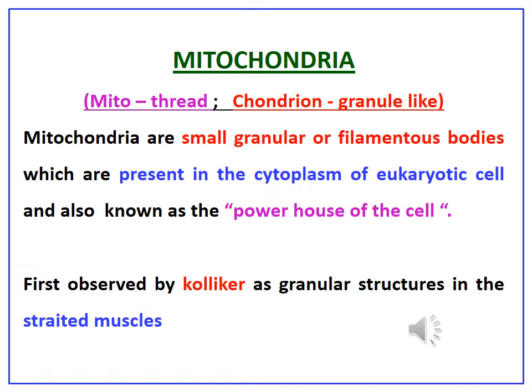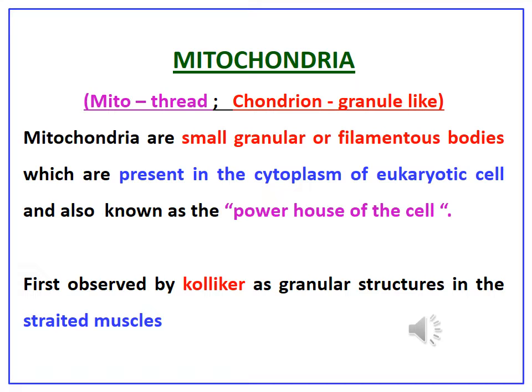Mitochondria are membrane-bound organelles present in the cytoplasm of all eukaryotic cells that produce ATP, the main energy molecule used by the cell. Mito means thread, chondrion is a granule-like substance. Mitochondria are small, granular or filamentous bodies present in the cytoplasm of all eukaryotic cells. They are also known as the powerhouses of the cell.